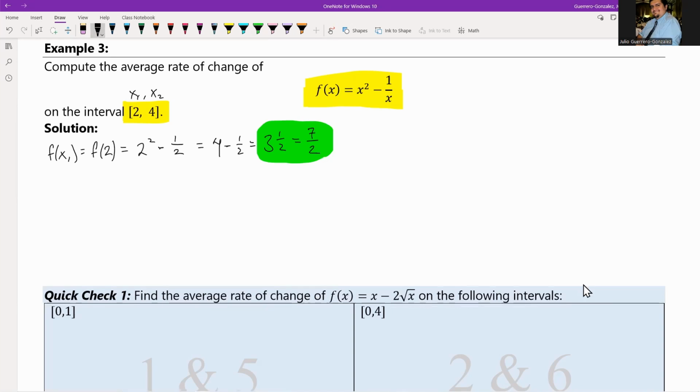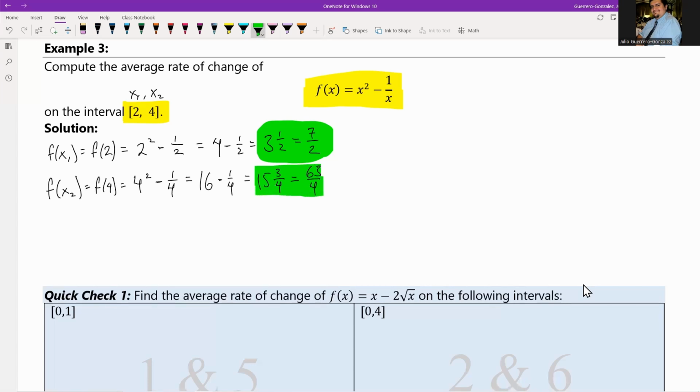f of x2. I know what x2 is. It's going to be 4. So f of 4 is 4 squared minus 1 fourth, that's going to be 16 minus 1 fourth, and that is 15 and 3 quarters, or 63 over 4. Okay, we have our values.